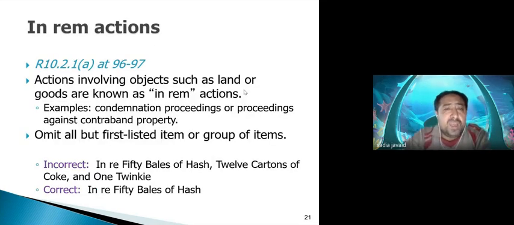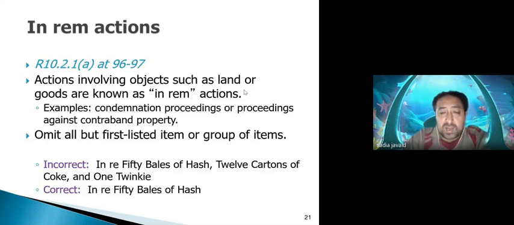So in remaining actions, if we just look at this thing: R10.2.1a at 96-97, actions involving objects such as land or goods are known as in rem actions. In rem means remittances, you can say, but it is represented in short form. Examples: condemnation proceedings or proceedings against contraband property; omit all but the first listed item or group of items. Incorrect: In re 50 bags of hash, 12 cartons of coke, and one Twinkie. So this is all basically wrong.